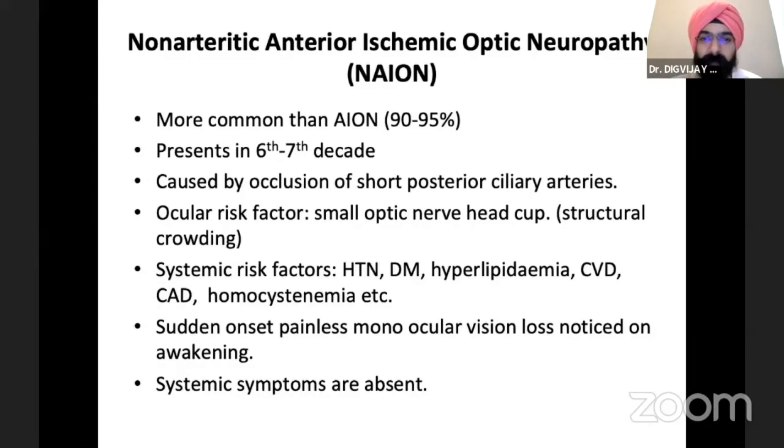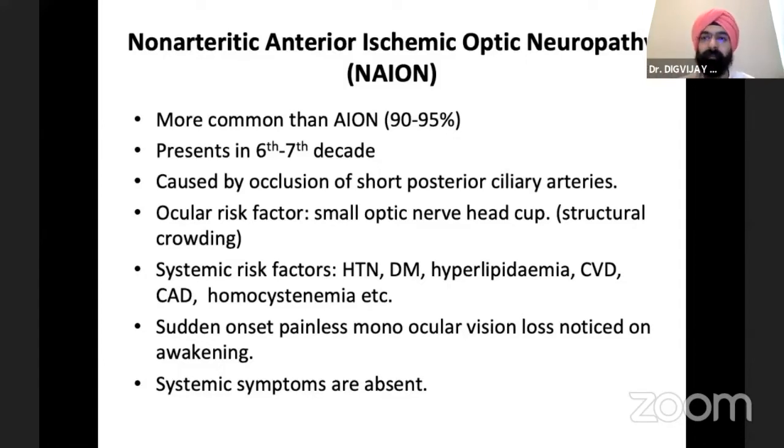It presents in the 6th to 7th decade. It is because of occlusion of the short posterior ciliary arteries. The risk factors could be a small optic nerve head, which are the ocular risk factors, or disc crowding. Then there are systemic risk factors, which range from hypertension, diabetes, collagen vascular diseases, cardiac diseases, homocysteinemia, and coagulopathies. Anything which can lead to a vascular compromise, a blood supply compromise to the optic nerve, can lead to an ischemic optic neuropathy.